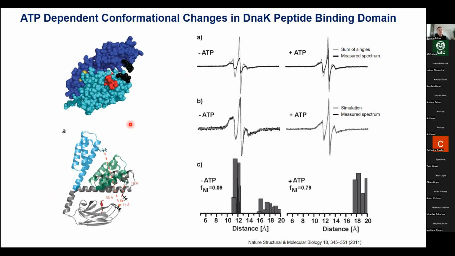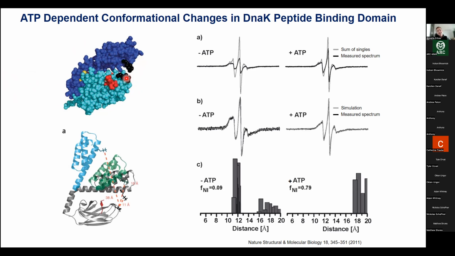Here's an application. So what we did here is we looked at the ATP-dependent conformational change of the peptide binding site of the heat shock protein DnaK. So this is the structure of the peptide binding domain. In red, the peptide, and you can see that this lid-like part is tightly closed over the binding site. And it is known that if you bind ATP to the adjacent ATP binding domain, the peptide gets released.